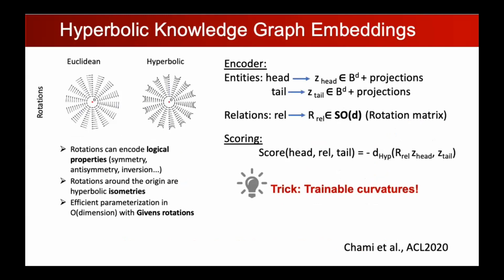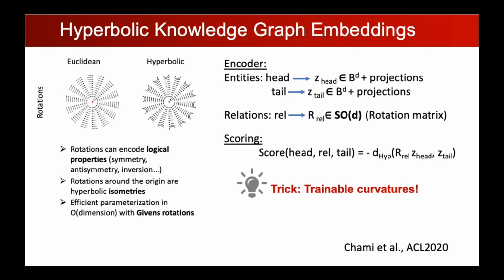And so in our work, we've been exploring how to use hyperbolic embeddings for knowledge graph representations. The main motivation is that hyperbolic embeddings can represent hierarchical data in low dimensions with high fidelity. But we still need to capture all the logical patterns such as symmetry, antisymmetry, inversion, etc., that we find in knowledge graphs. And so the way we do this is by representing relationships using rotational operators.